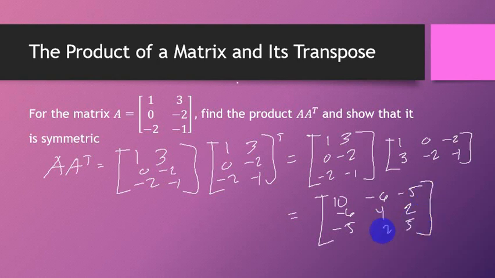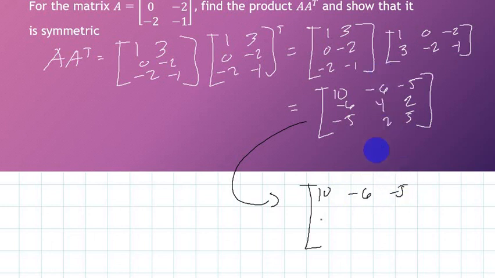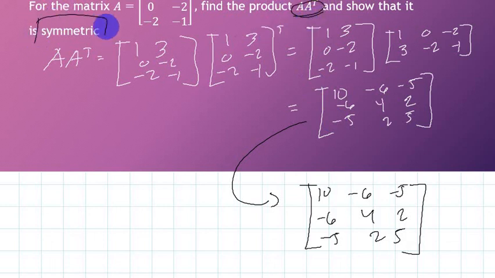Now, as you might have noticed, if we look for the transpose of this matrix, the transpose of this matrix is actually the same. Because look, this will become 10, negative 6, negative 5, negative 6, 4, 2, and this is negative 5, 2, 5. Therefore, we have shown that A A transpose is symmetric. And those are the transposes of matrices.